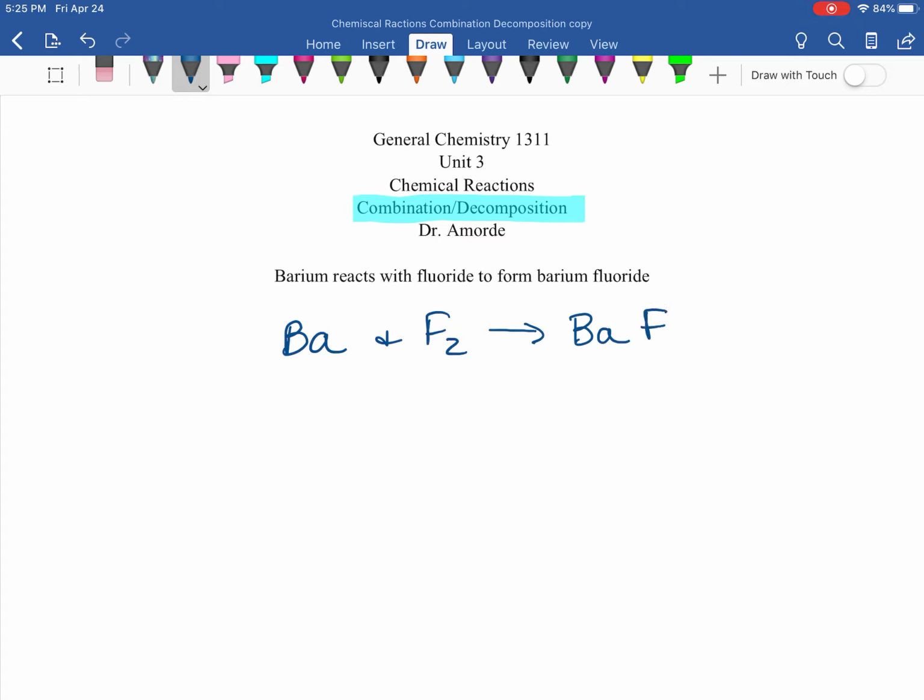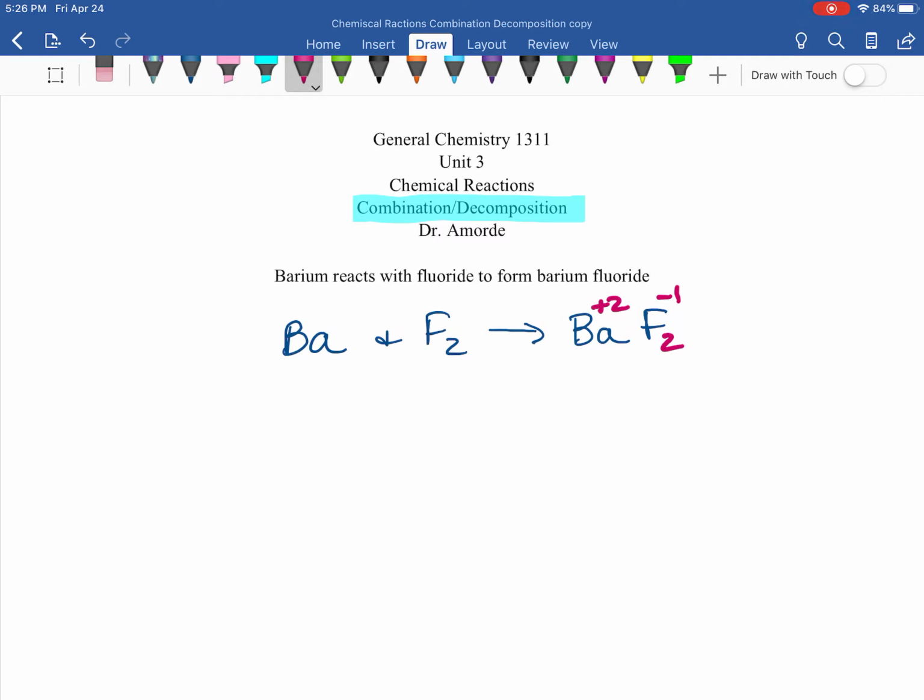Let's write it out. We've got barium reacting with fluorine. That's one of our diatomics, don't forget. And then we're going to form barium fluoride. Okay, hold up. Let's go back to unit 2. How do we figure out how barium fluoride goes together? Get your oxidation numbers: +2 for barium, -1 for fluorine. So how do we fix this? We need 2 of them. All right, perfect.